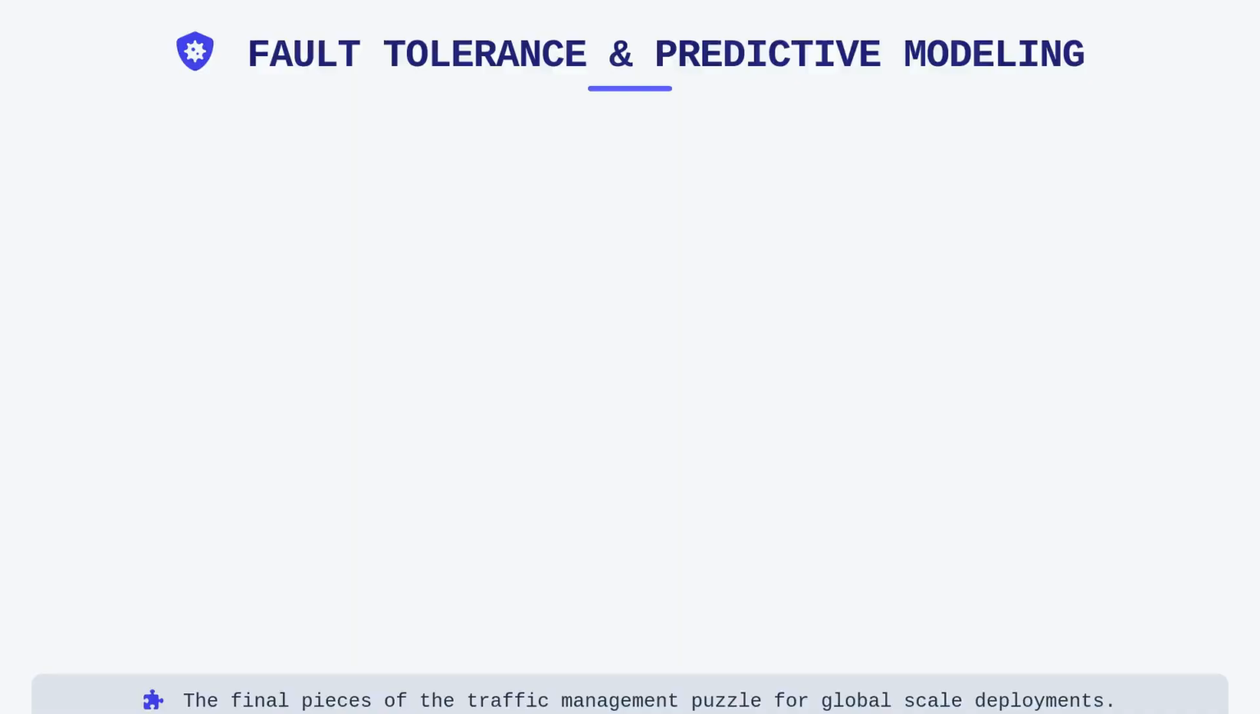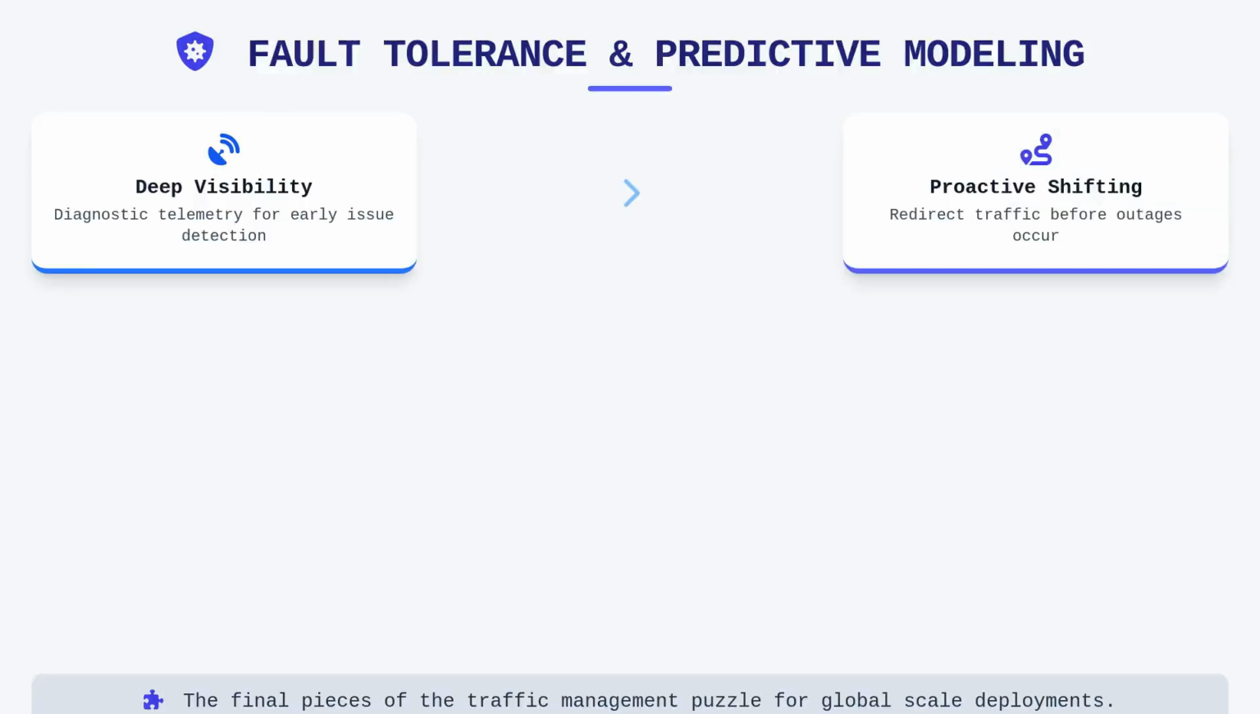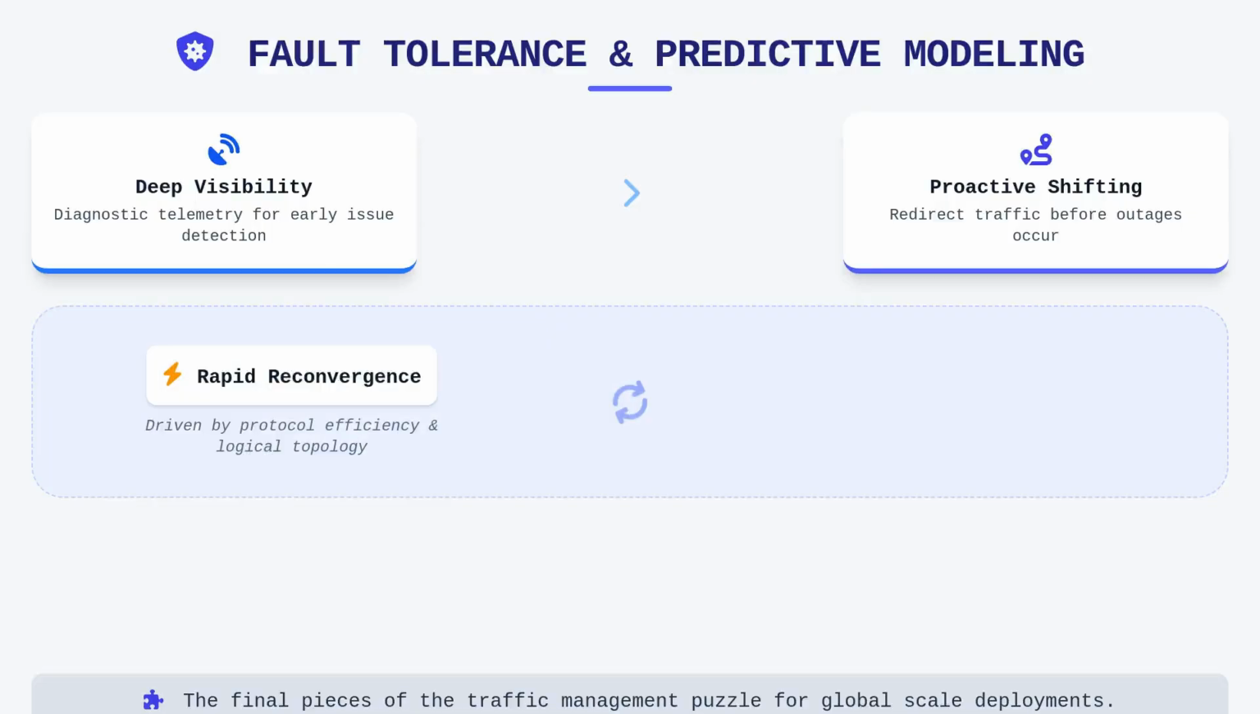Fault tolerance and predictive failure modeling are the final pieces of the traffic management puzzle. Diagnosing issues requires deep visibility into diagnostic telemetry, allowing systems to shift traffic away from failing nodes before an outage occurs. Rapid remediation relies on the capability of the network fabric to reconverge quickly, which is often dictated by the underlying protocol efficiency and the configuration of the logical topology.